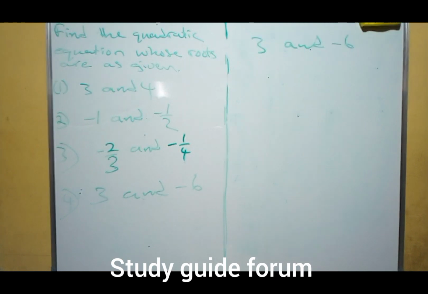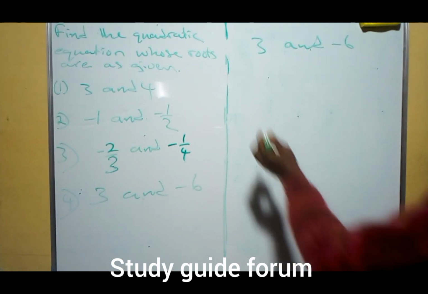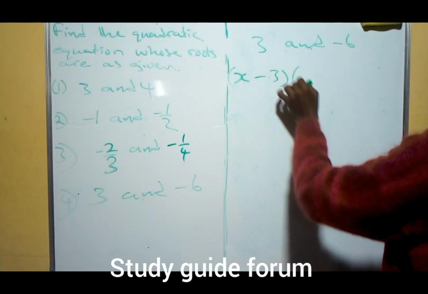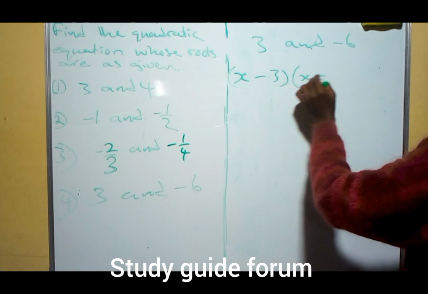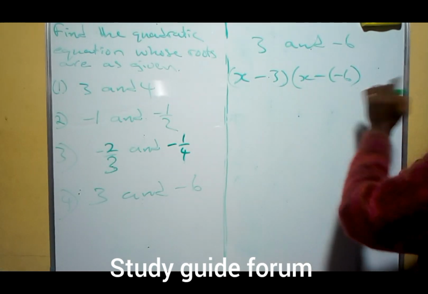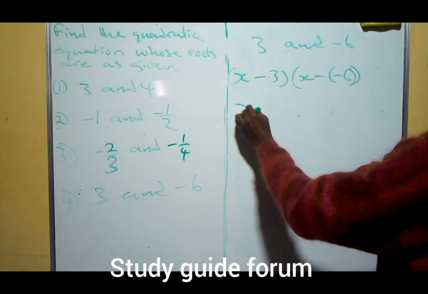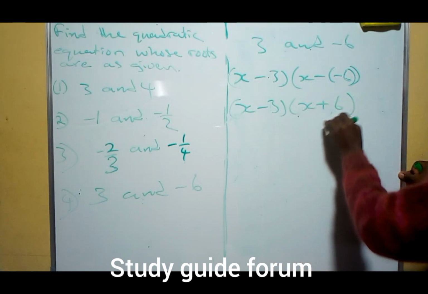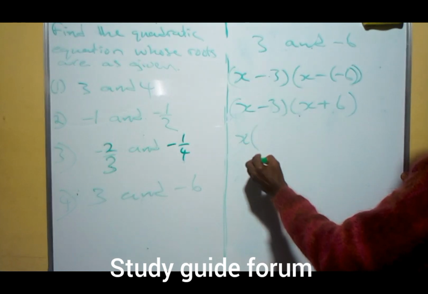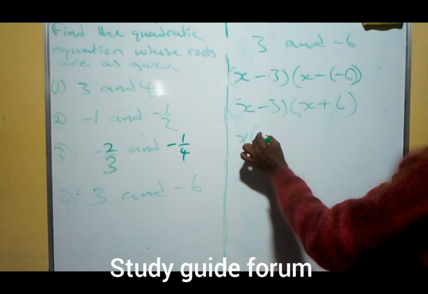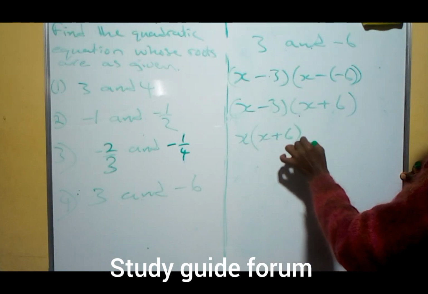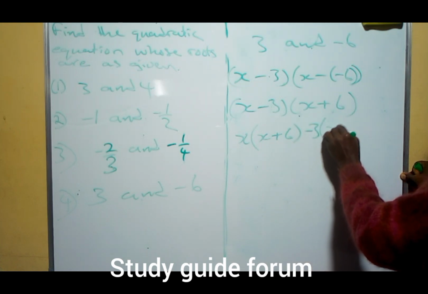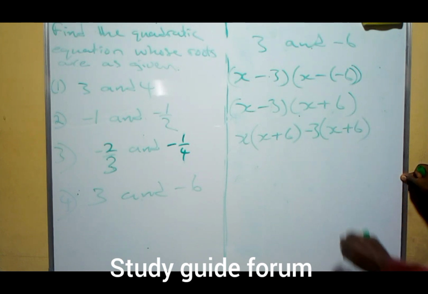Then the last one we have is minus 3x minus 6 all in brackets. That will give us that. This will give us plus 6. Then x multiplying, we have plus 6. And then the next one is minus 3 multiplying what we have there.